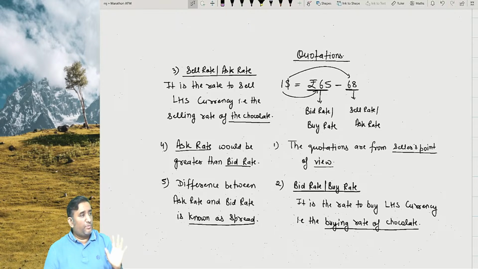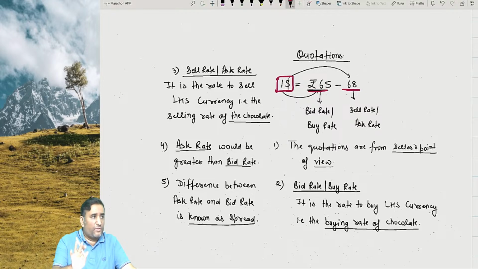Quotations are from the seller's point of view. I remember a question on the Hong Kong dollar which came back to back, I think 3 to 4 times in the exam. Every time the examiner commented that students had made a mistake, because the language should have been from the bank-to-bank perspective and they were solving from our perspective. There has to be clarity on that. When we say $1 is equal to 65 and 68, two rates are there. If you go to the bank tomorrow and say you want to buy dollars, they will give you a different rate than when you want to sell dollars. This quotation is written from the seller's point of view. Imagine as of now, you are a customer and I am a bank.